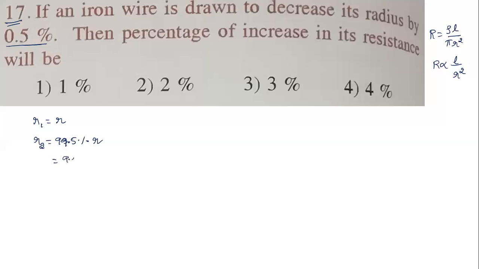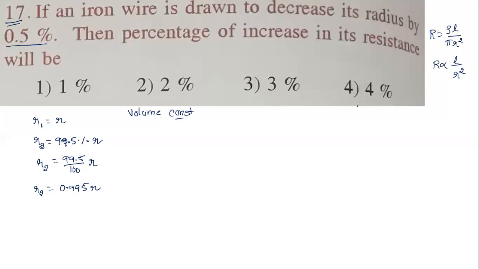I'm going to write like this: 99.5 divided by 100, because it is a percentage. So the new radius will be 0.995 r. The radius is changing, right? Then what will happen? Well, the length is also going to change. How are we going to find out? By keeping the volume constant. Volume is constant, so we keep the initial value equal to the final value.